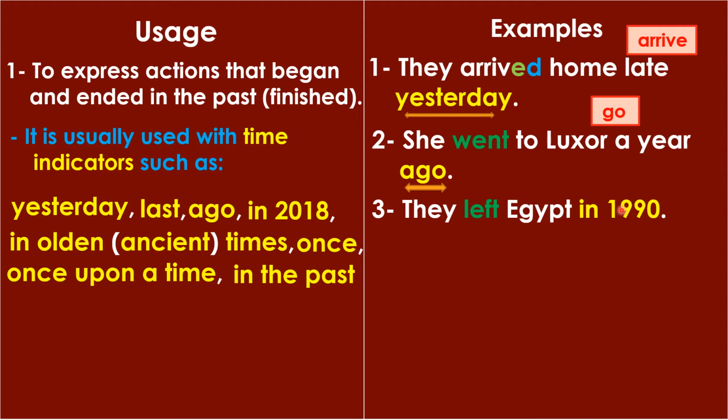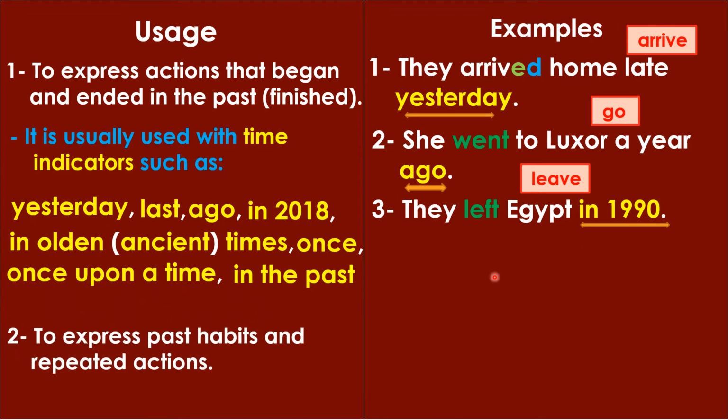احنا now it is 2022. احنا حاليا في 2022. فطبعا أي تاريخ قبل 2022 يصبح ماضي. So they left Egypt in 1990. Of course, left is the past form of the verb leave. Left هنا التصريف الثاني من الفعل leave. And as I said, in 1990, this is the tense indicator.